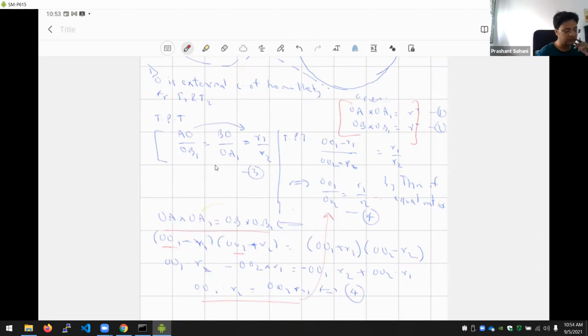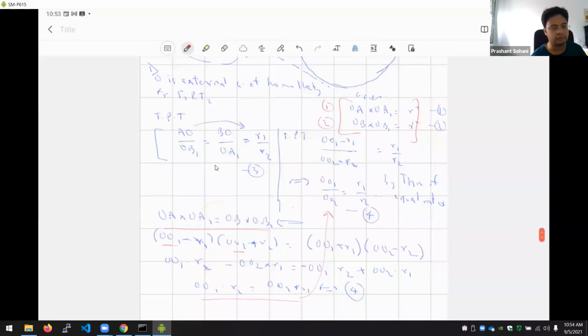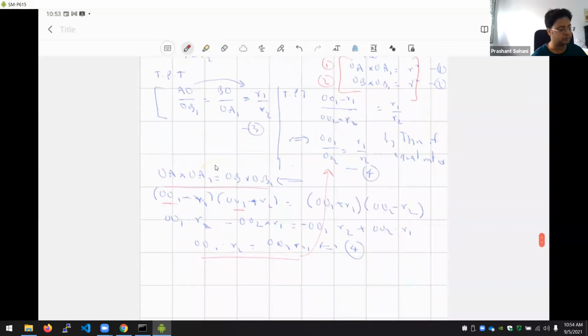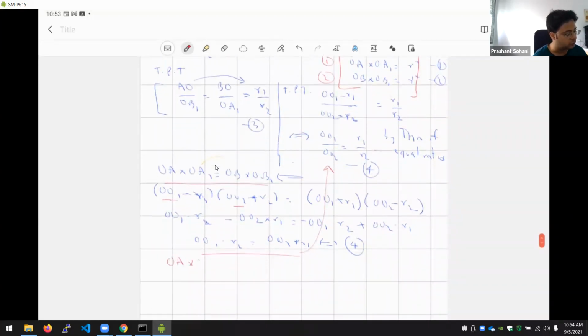I maybe was also doing the same thing, but I have a slightly different way of approaching it. So what I do is I start with these two expressions, 1 and 2, which are given. If I equate them, OA into OA1 equal to OB into OB1, this is given. Then what I do is I rearrange this as fractions. So I write this as OA upon OB equal to OB1 upon OA1.